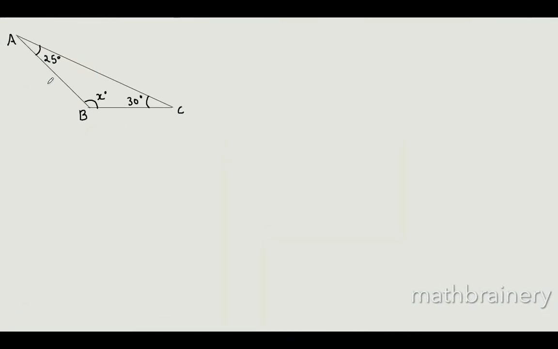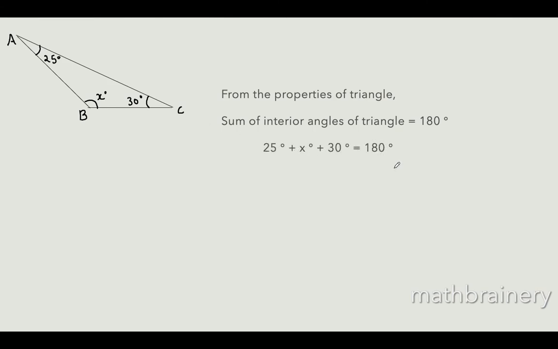Look at this question. Again, we are given a triangle ABC where there are 3 interior angles and we are asked to find out x. We can use the same property of triangle. Sum of all these interior angles must be equal to 180 degrees, right? So 25 degrees plus this 30 degrees plus this x degrees must be equal to 180 degrees. Let's simplify LHS first. 25 degrees plus 30 degrees is 55 degrees.